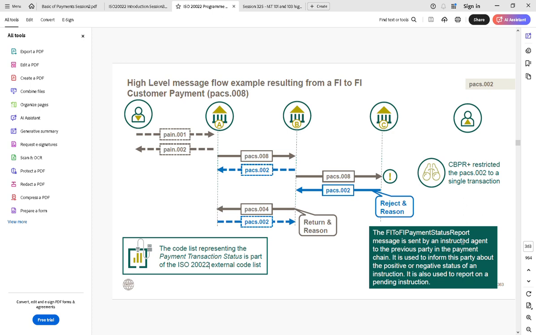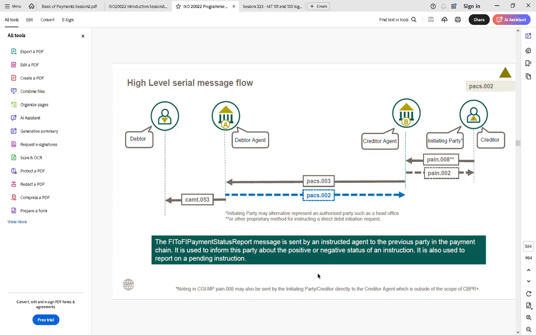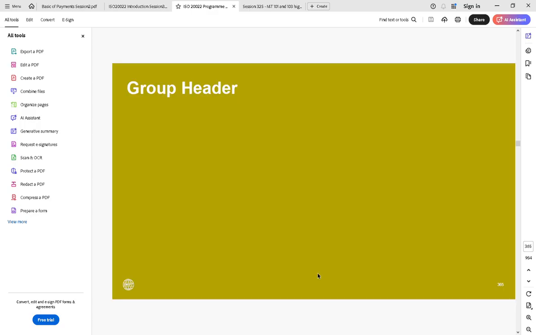The FI to FI payment status report message is sent by the instructed agent to the previous instructing agent as a status report. What those codes and reasons are, we are going to see in the next slide. This is again the same high-level serial message flow. It also shows where pacs.002 comes in. We already saw that example. Now, what is the content of the pacs.002 message?